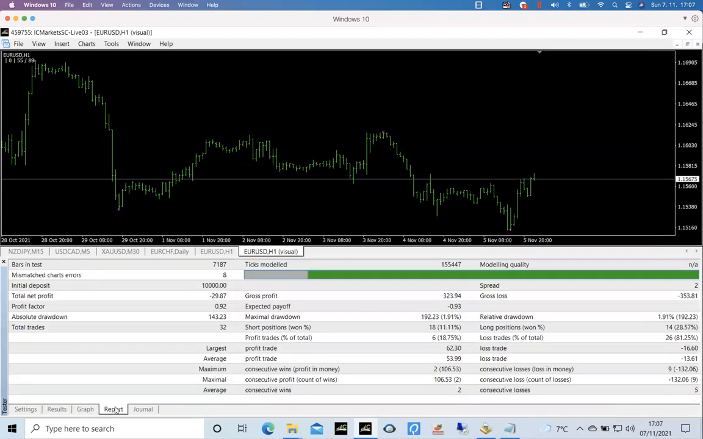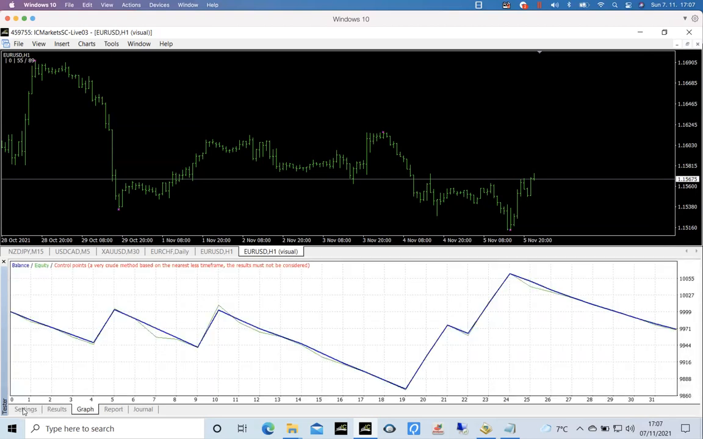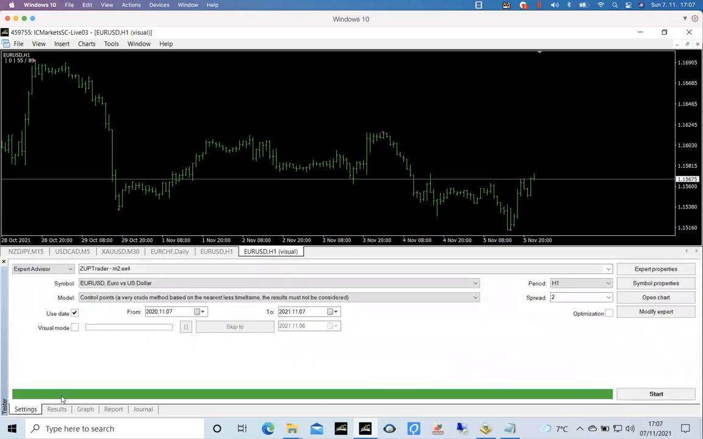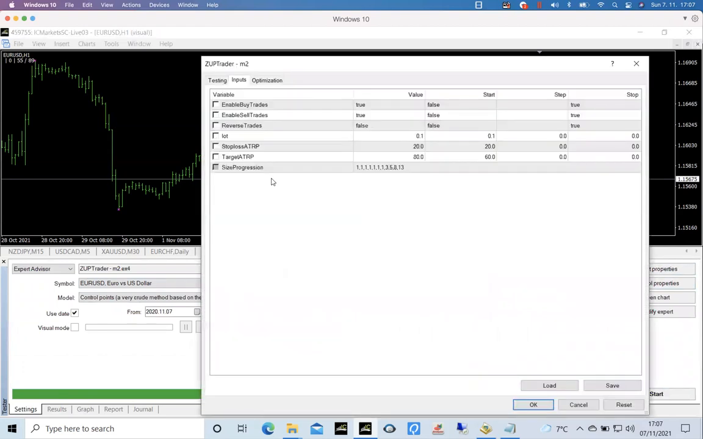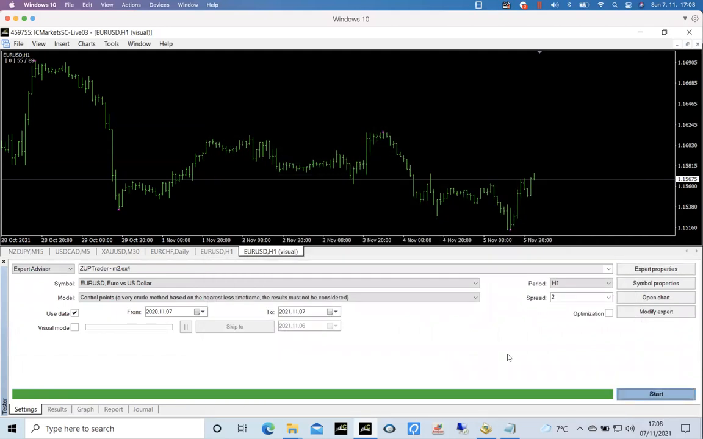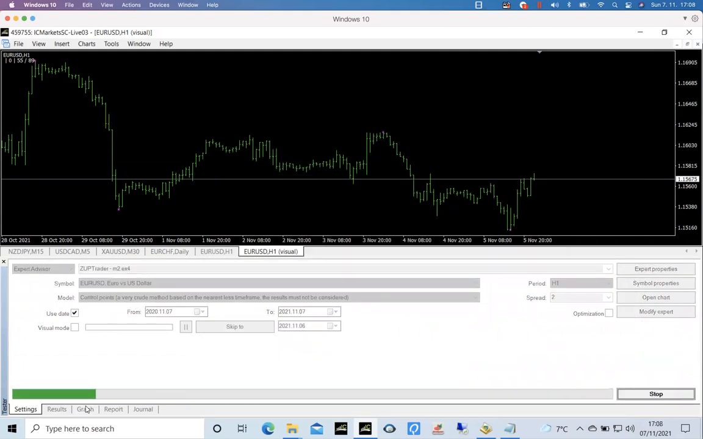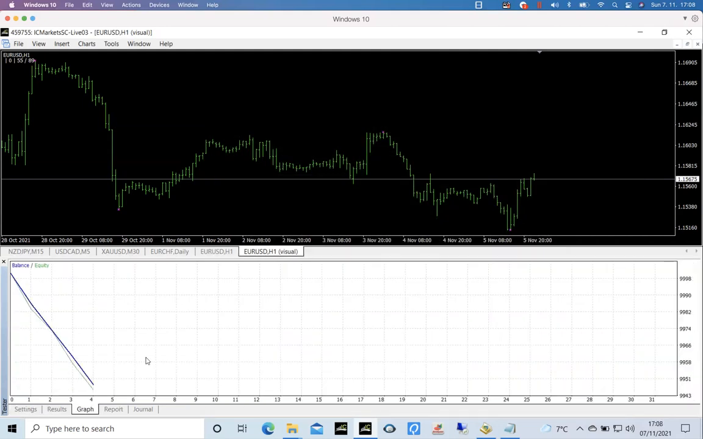Now you can see that in the test, the total net profit was minus $30. Okay, it was nothing, but the maximum drawdown was 1.91% for the last year. Now we will do the last year with the same settings, just changing the size progression. This will show you what will happen, and then we can run it for 5 years and you will see the magic.